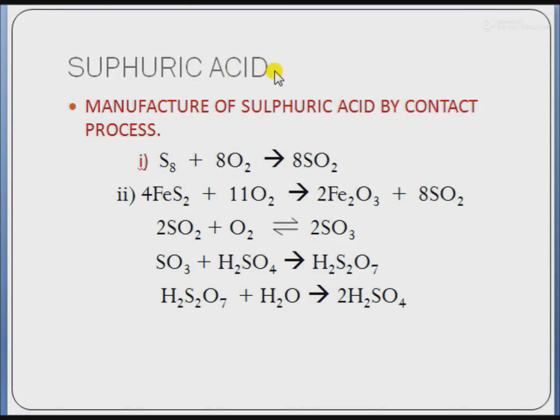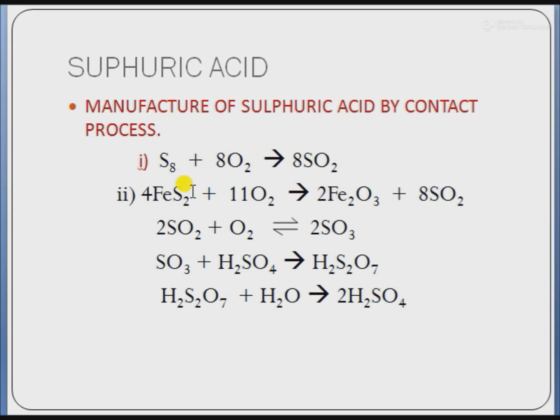Sulfuric acid. Its formula is H2SO4. It is manufactured by the contact process. The acid produced by this method is free from arsenic impurities and hence can be safely used for the preparation of edible products. The manufacture of sulfuric acid by contact process involves the following steps.